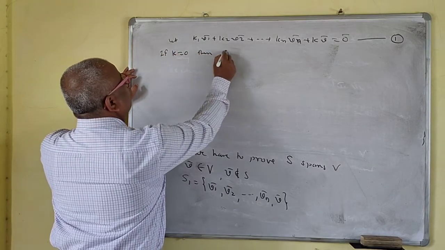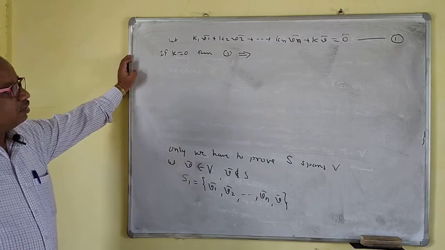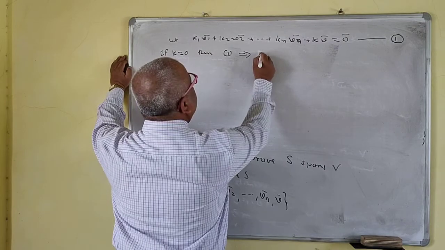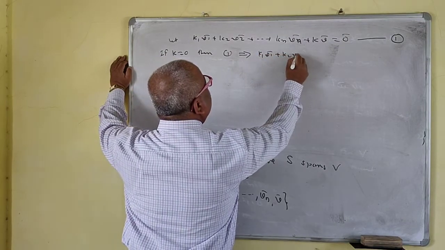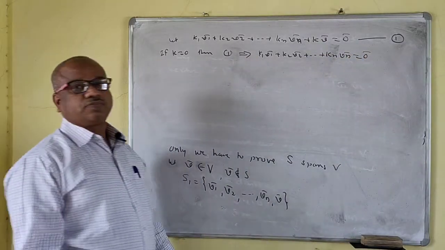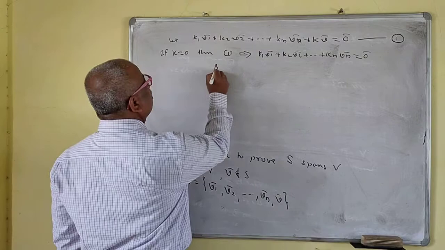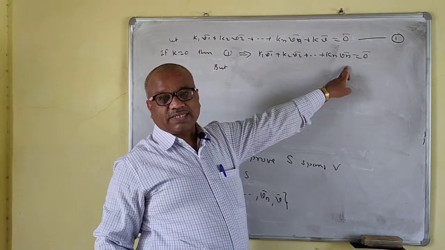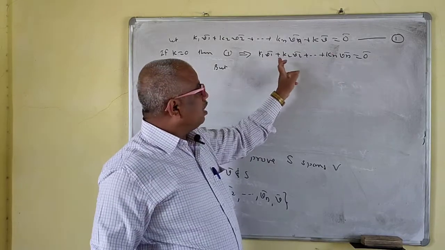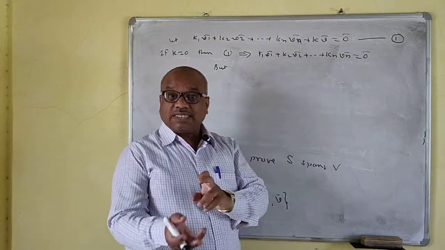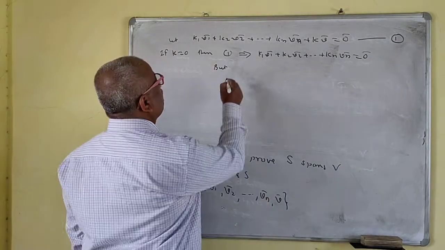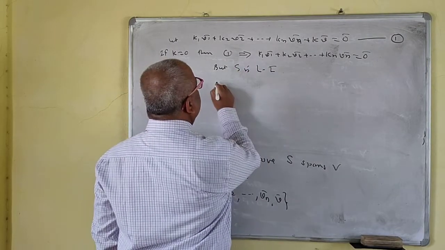If k is equal to 0, then 1 implies k1 v1 bar plus k2 v2 bar plus ... kn vn bar is equal to 0 bar. Right? This is a linear combination of vectors in S, but S is linearly independent. That means all scalars are 0.